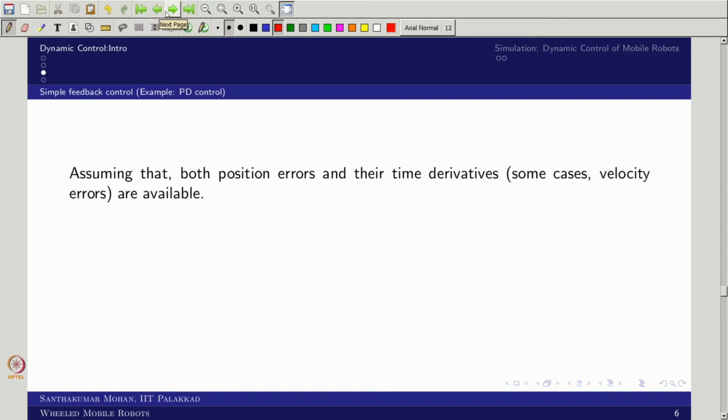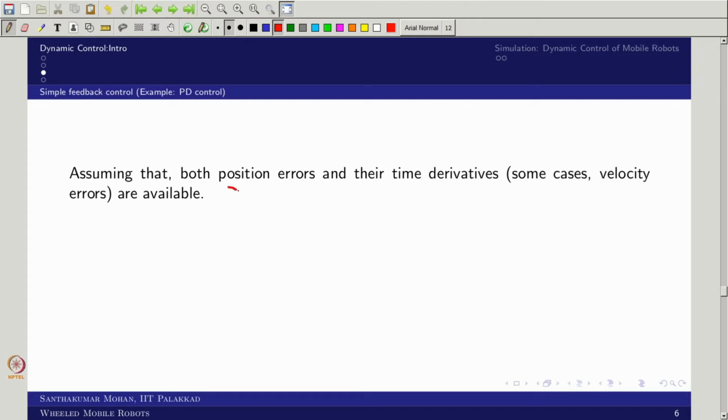One of the easiest options, as I already told in the kinematics or introduction lecture itself, is that the first choice of control in robotics is PD control. Why? The open loop system is unstable, but if you incorporate PD control, the closed loop system is straightforwardly stable. So in that sense the first choice of control is PD. That is what we are trying to see.